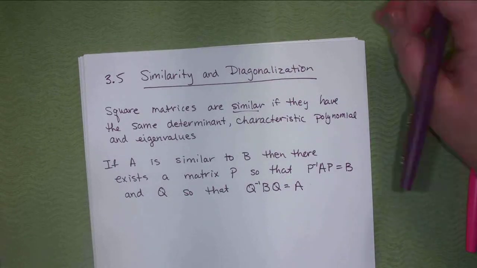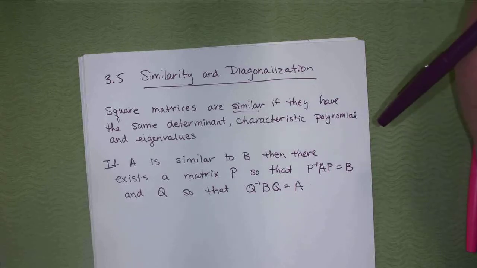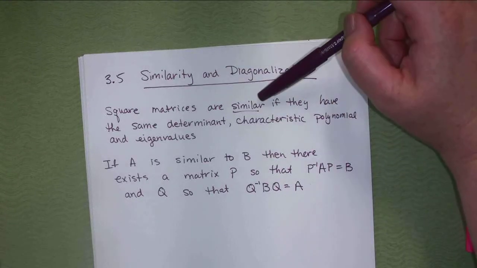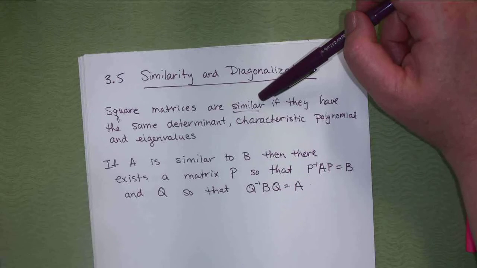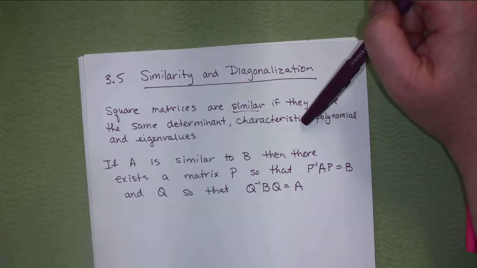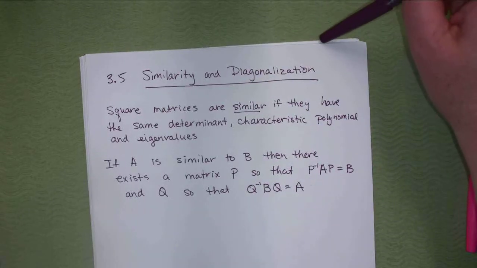So 3.5 is similarity and diagonalization. So just the definition first. Square matrices, again, all of these are to do with square matrices, are similar. We say that two matrices are similar if they have the same determinant, characteristic polynomial, and eigenvalues, which is actually not even necessary to say, because if two matrices have the same characteristic polynomial, then the eigenvalues are the same, because that's how you find the eigenvalues, right? But that's the actual definition of similar, those three.